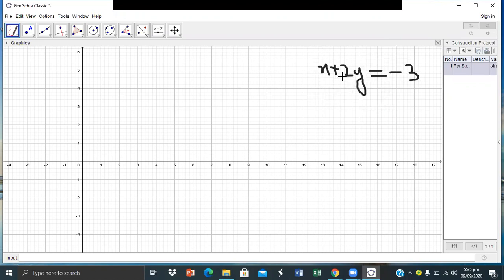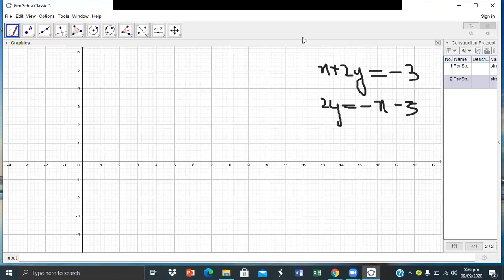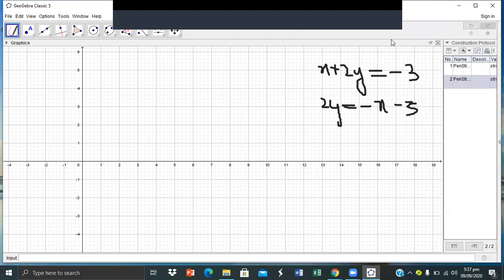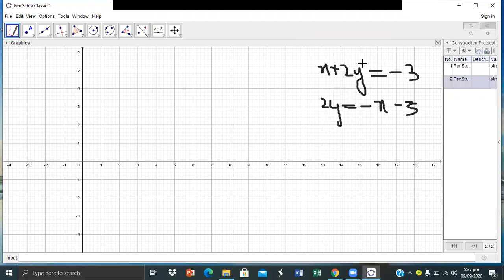Now what we do, we will convert into y equals mx plus c form by moving this x to this side. So we get 2y equals minus x minus 3. So first we move this x to this side. Now y equals minus x minus 3 over 2.